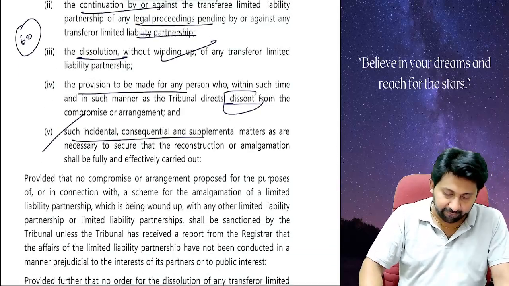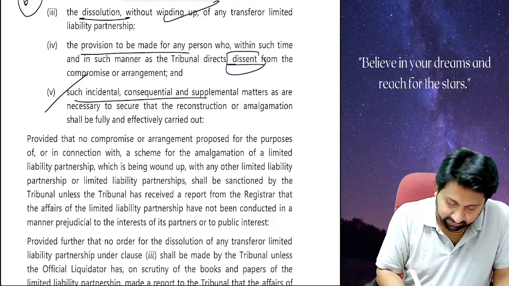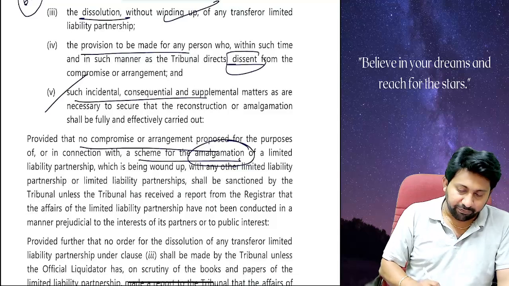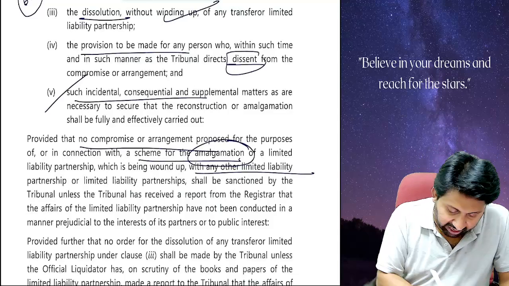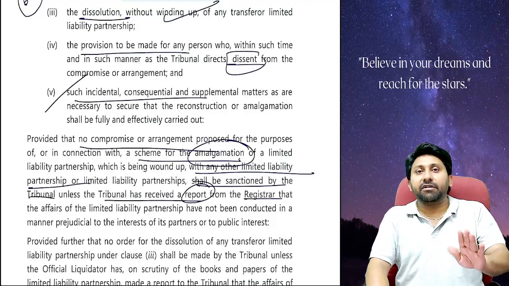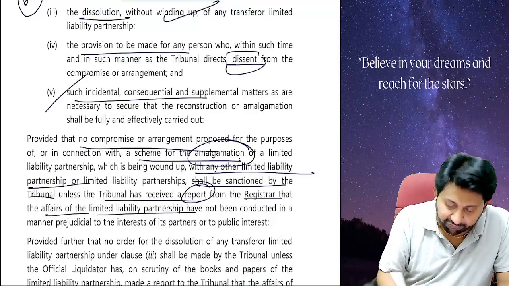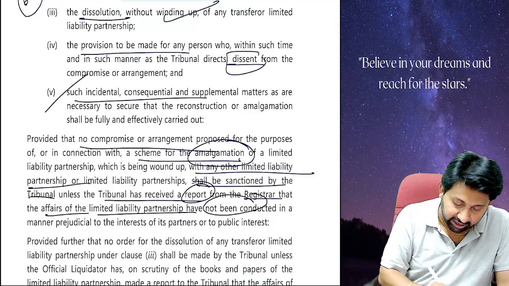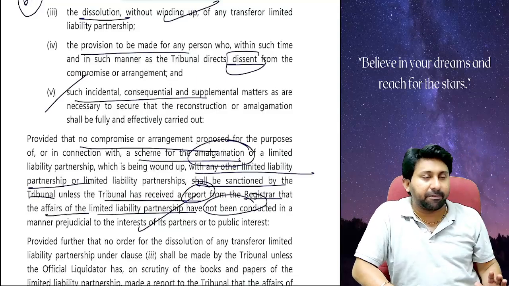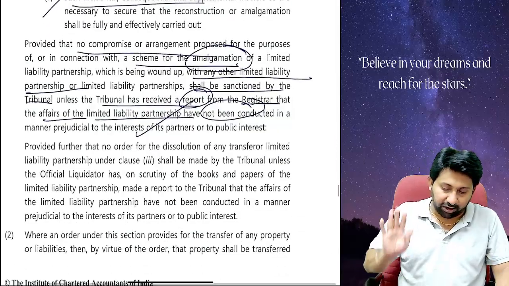Up to here, everyone understood the point clearly? Okay. Next. Whenever the Tribunal sanctions it, see here. No compromise or arrangement proposed in connection with the scheme of amalgamation with any other LLP shall be sanctioned by the Tribunal unless it has received a report from the Registrar. What report? That the affairs of both the LLPs have not been conducted in a manner prejudicial to the interest of the partners or public interest. If the affairs of the new LLP or old LLP are conducted against public interest or the interest of the partners, then sanction will not be given. Up to here, understood the point clearly?